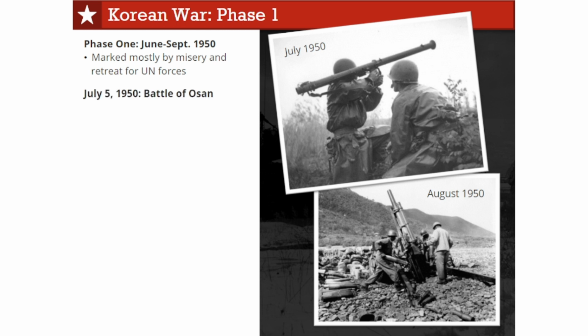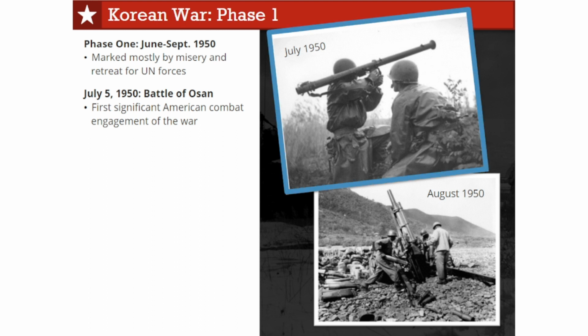The Battle of Osan took place on July 5, 1950, and was the first significant American combat engagement of the war. This photograph was taken on July 5th, and it shows members of the 24th Infantry Division, the first U.S. ground units to reach the front, fighting against North Korean forces in a village near Osan. At right is Private First Class Kenneth Shadrick, who was killed by enemy fire a few moments after this photo was made, thus becoming the first United States soldier to die in the Korean War.